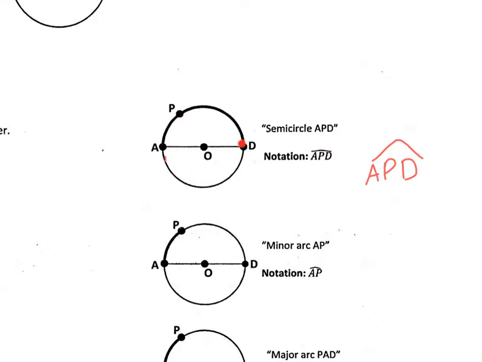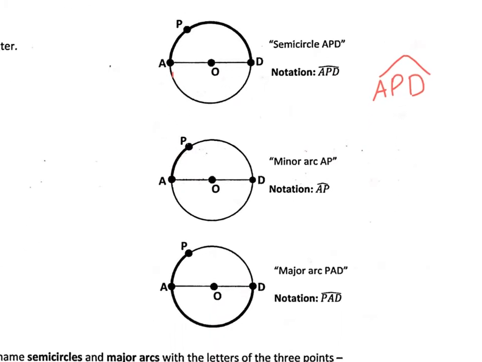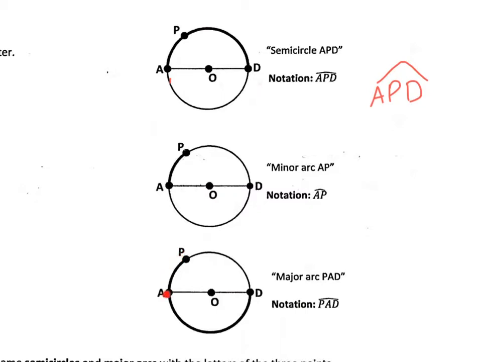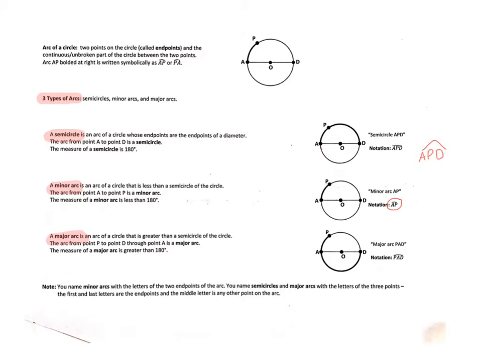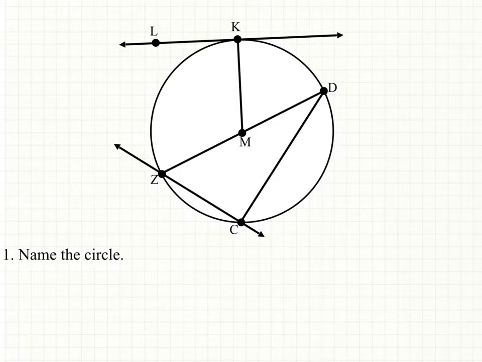A semicircle is 180 degrees, a minor arc is less than 180, and a major arc is more than 180. So in this case, PAD is a major arc. We use three different letters to name the major arc. We use three different letters to name the semicircle, and we use only two different letters to name the minor arc. Make sure that you understand the definition and how to use different notations to name different arcs. Now please put a whiteboard in front of you and answer those questions on your whiteboard. Check with your shoulder partner.